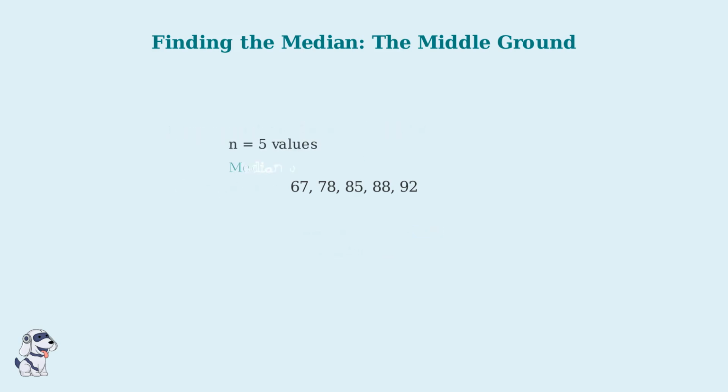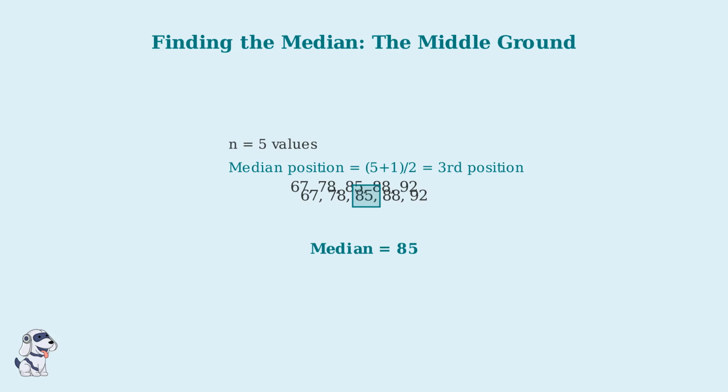With 5 values, n equals 5. So the median position is (5 plus 1) divided by 2, which equals the third position. The value at the third position is 85.